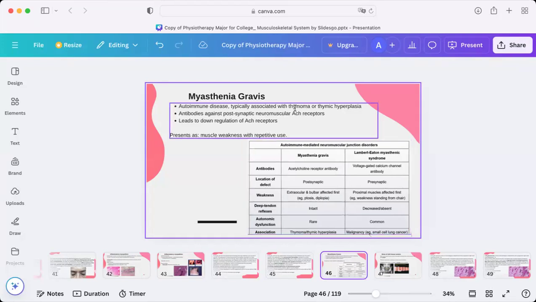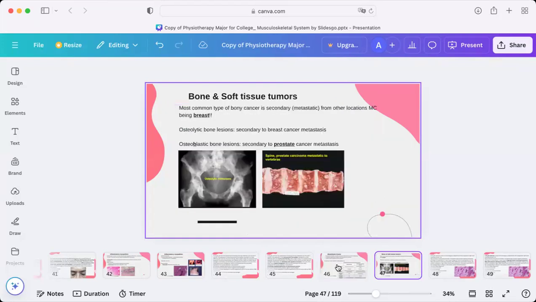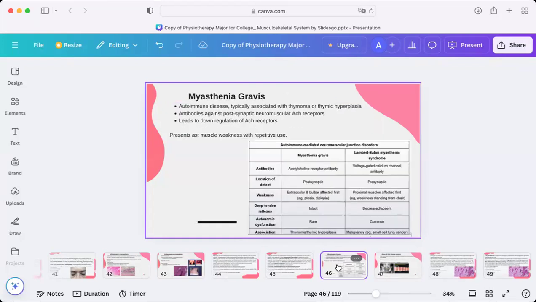And please know that it's associated with thymoma and thymic hyperplasia, but don't rely on it because they might not give you that clinical picture, okay? Guys, what is the most common cause of bone cancer?